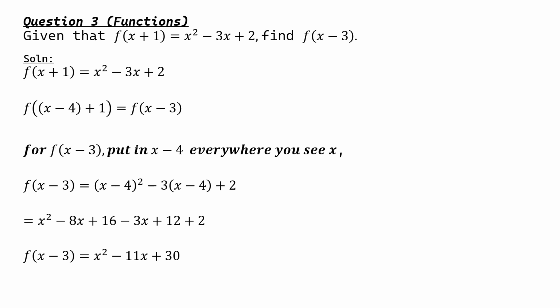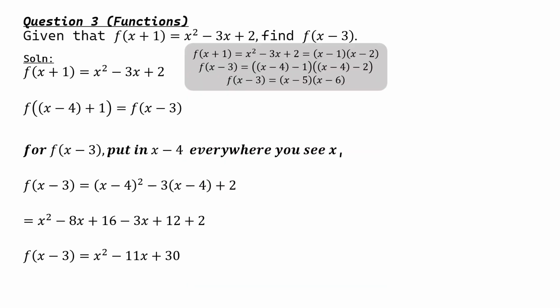Someone too could have done it this way. Could have factorized the f of x plus 1. We know that is x minus 1, x minus 2. When you see f of x minus 3, you place x minus 4 wherever you see x. You have f of x minus 3 to be x minus 5 multiply x minus 6. You can expand it, but this will be the same answer.